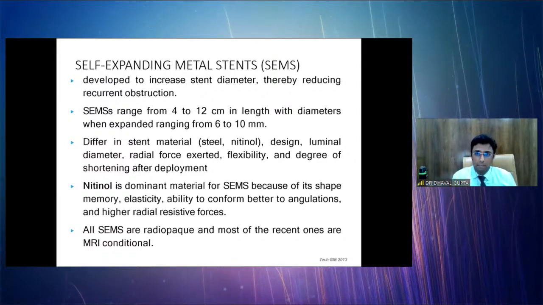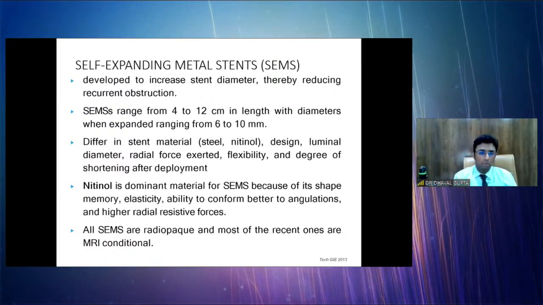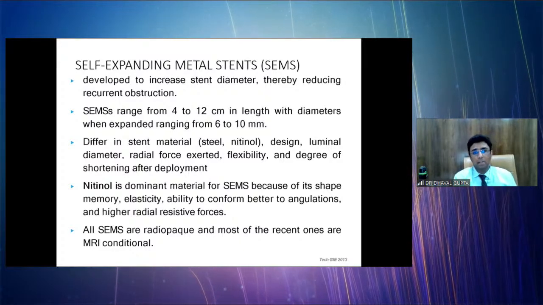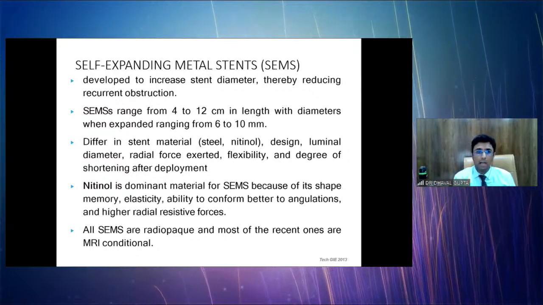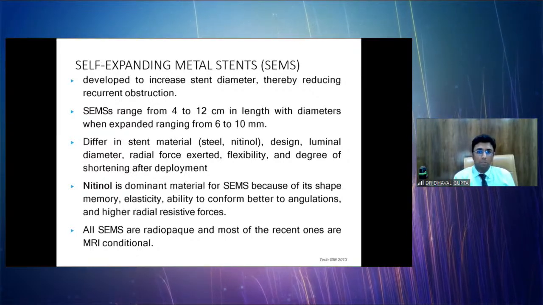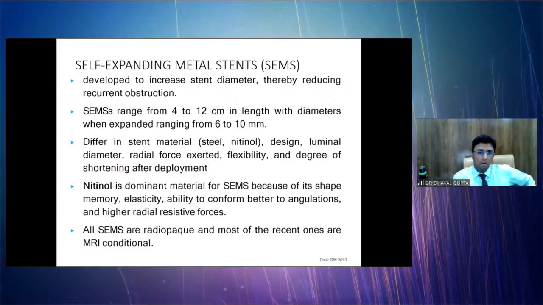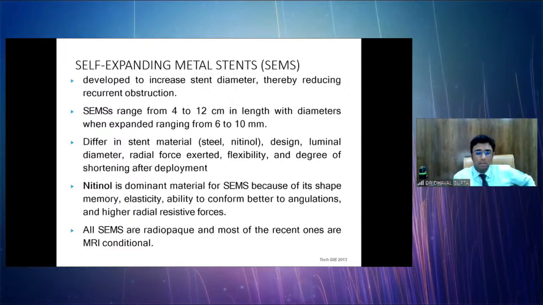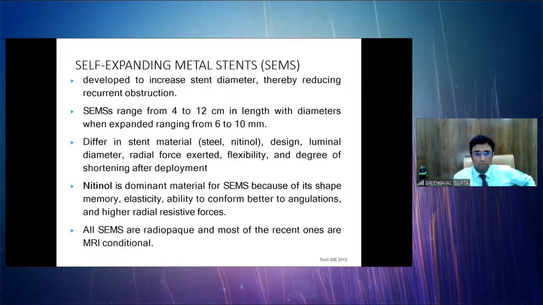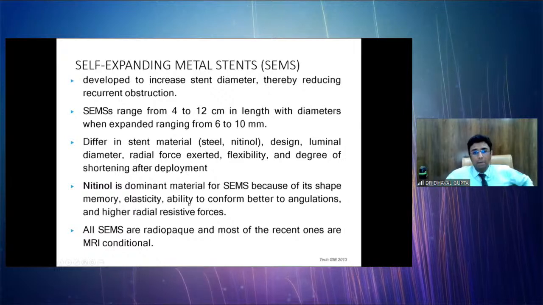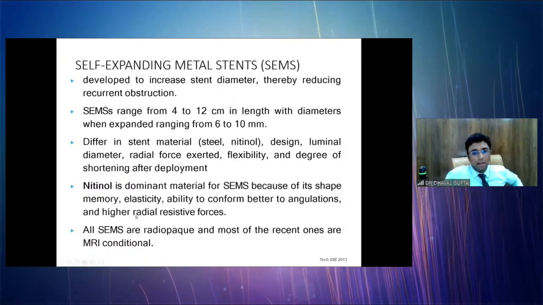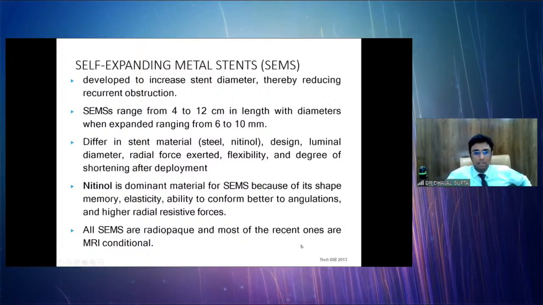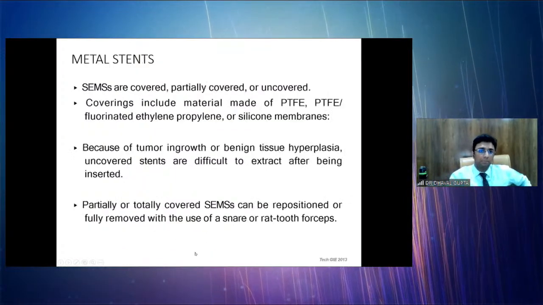Now coming to the self-expanding metal stents, it was developed to increase the stent diameter, thereby reducing recurrent obstruction. SEMS range from 4 to 12 centimeters in length, with expanded diameter ranging from 6 to 10 mm. A lot of different stent materials are available. Nitinol is the dominant material for SEMS because of its shape memory, elasticity, and ability to conform better to angulations, with higher radial resistive forces. All SEMS are radiopaque, and most of the recent ones are MRI conditional.